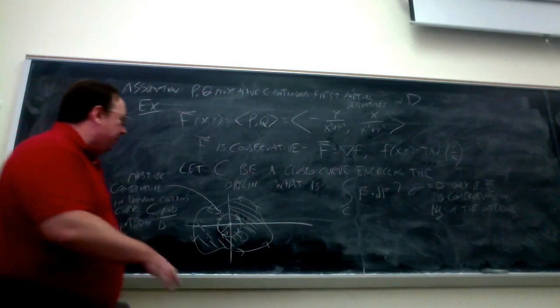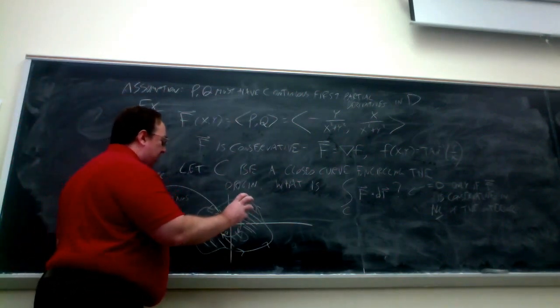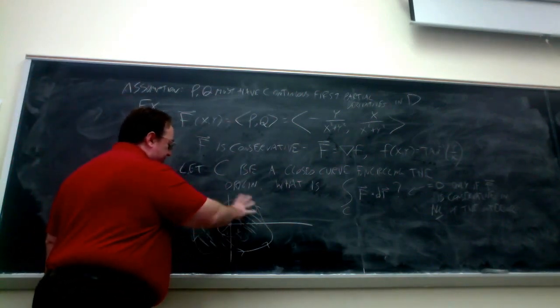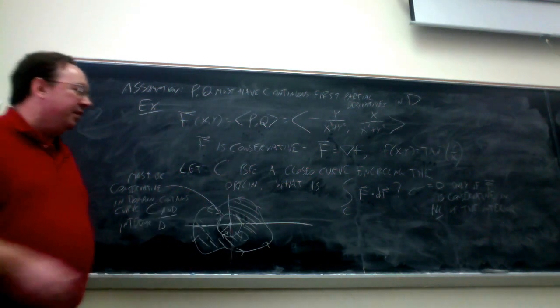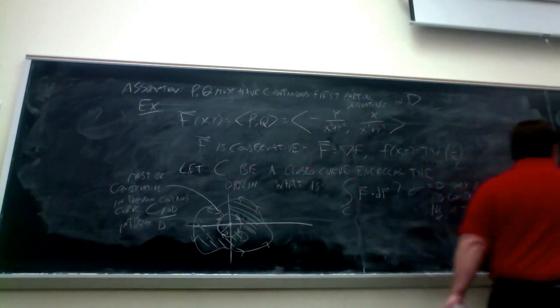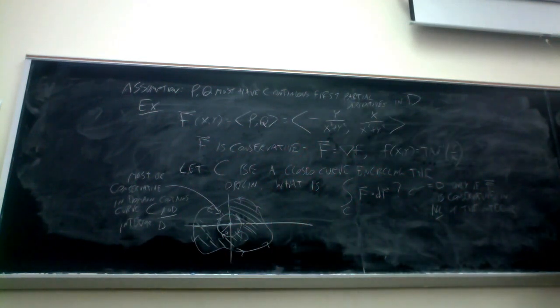Okay, so now if I remove this hole within this region that's shaded, F is conservative, it's well defined throughout that. So there, I can go ahead and take advantage of Green's theorem.